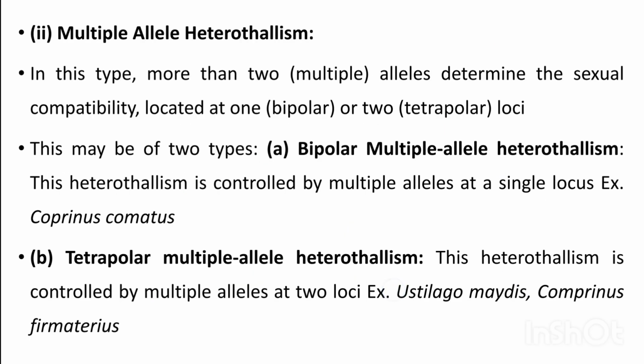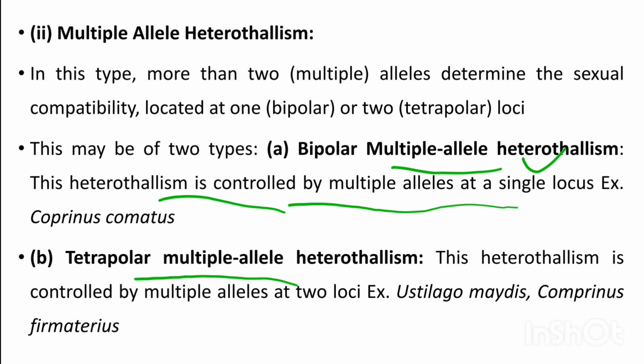Okay, next, multiple allele heterothallism. Here more than two alleles determine the sexual compatibility, located at one or two loci. This may be of two types. One is bipolar multiple allele heterothallism, where heterothallism is controlled by multiple alleles at a single locus. Tetrapolar multiple allele heterothallism is controlled by multiple alleles at two loci. And here are the examples of it.